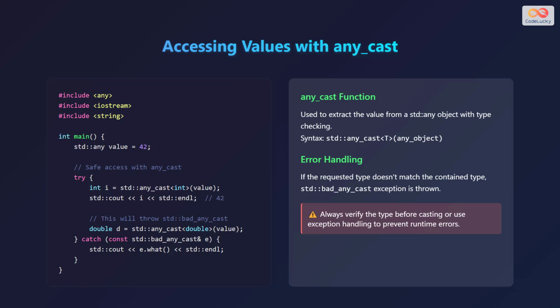The any_cast function is used to extract the value from a std::any object with type checking. The syntax is std::any_cast<T>(any_object). If the requested type doesn't match the contained type, a std::bad_any_cast exception is thrown. Always verify the type before casting or use exception handling to prevent runtime errors.